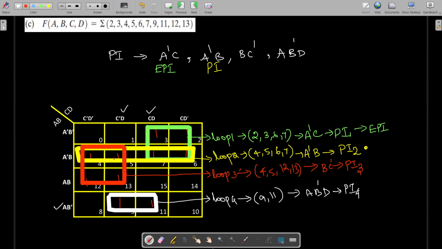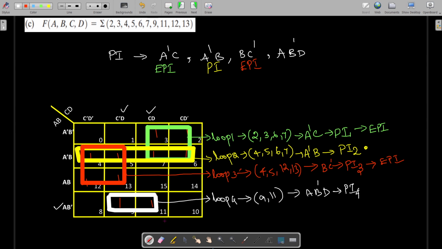If you look at loop 3, the 4th and 5th minterms are covered twice, but 12 and 13, these two minterms are covered only once. Okay, so this is an essential prime implicant. So this one is essential. And we go for loop 4. Loop 4 is covering the minterms 9 and 11.